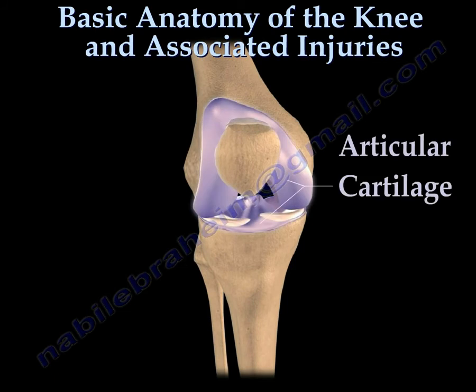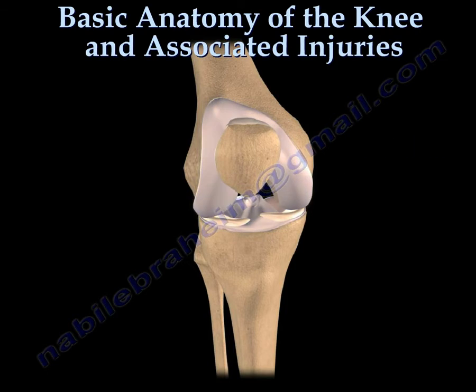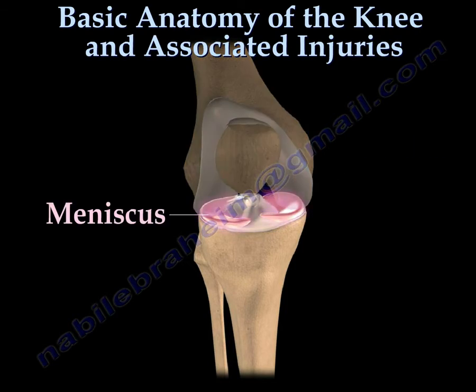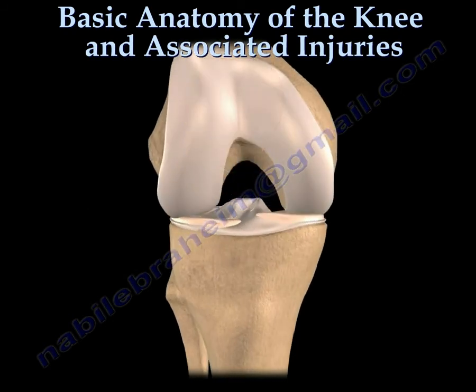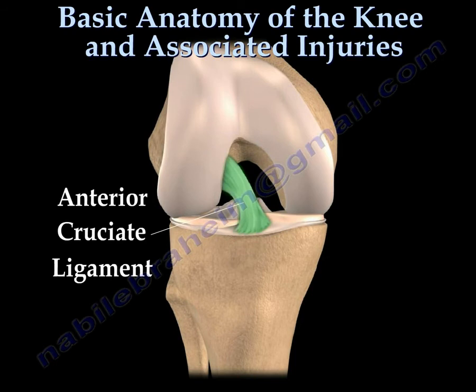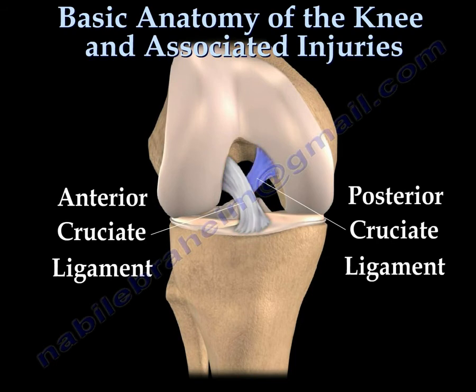Inside the knee, you will find the smooth articular cartilage that covers the joint's surface. Resting on top of the tibial cartilage, you will find the meniscus, which improves stability of the joint and helps distribute weight. The anterior cruciate and the posterior cruciate ligaments are important ligaments that control the forward and backward motions of the knee joint.